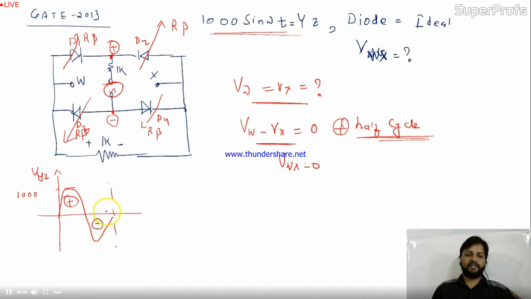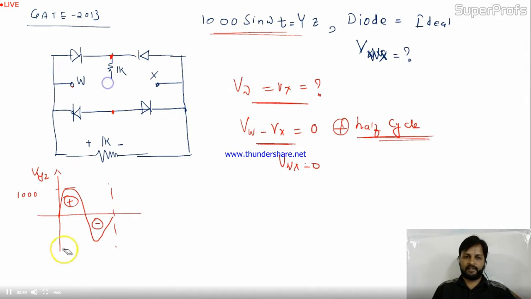Let's come to the negative half cycle now. Let me erase some part over here. Now in this case, we'll see the negative half of the cycle and what changes are coming over here. So now we are applying this terminal as negative and this as positive. When you apply this negative and this positive, both these diodes will be in forward bias. The other two are also in forward bias.